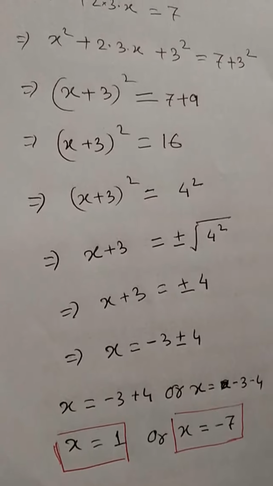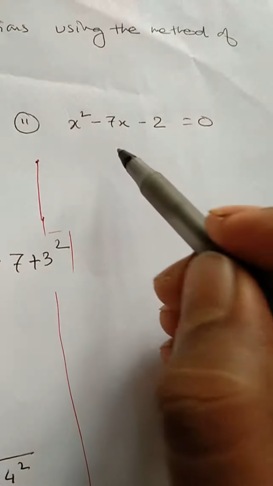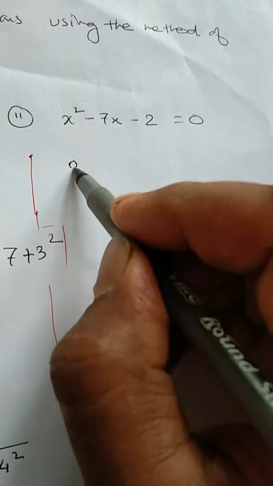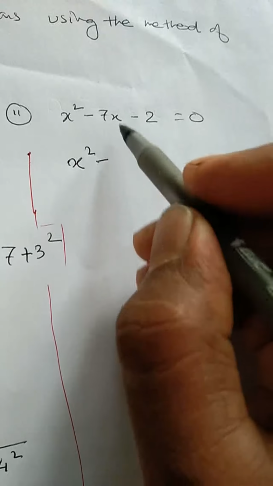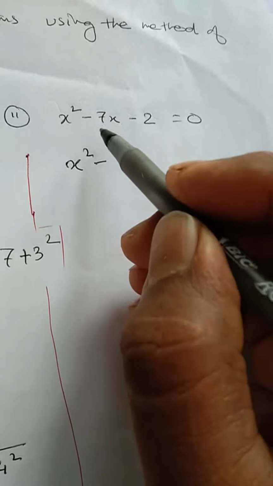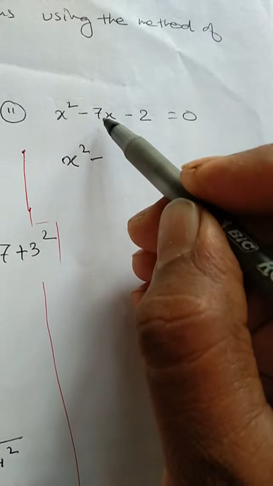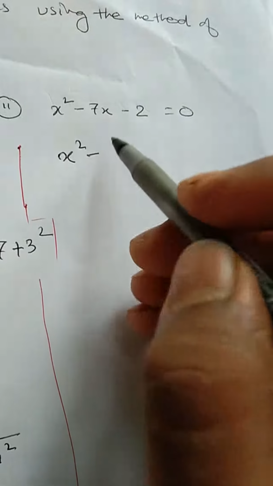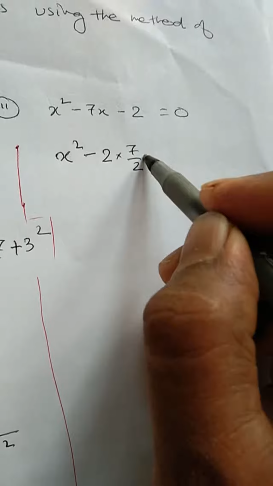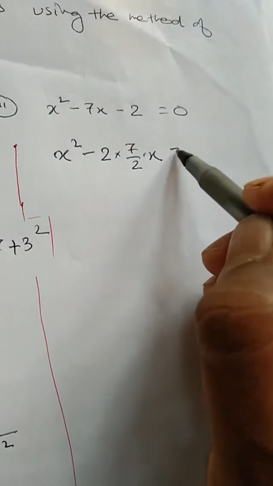Now parallelly, let us see the second example where this was an odd number. So here also, x² minus 7x, somehow we'll have to make into 2 into some number into x. From 7 we cannot take 2 as a factor. So in this case we'll write it as 2 into 7 by 2 into x, and this minus 2 will shift to the right side.